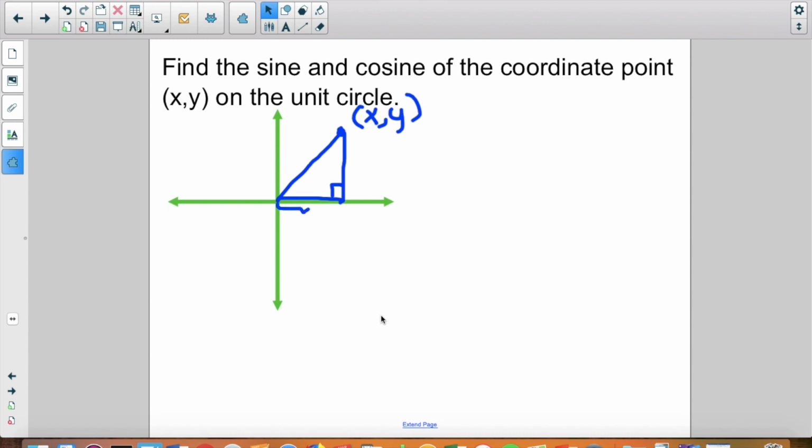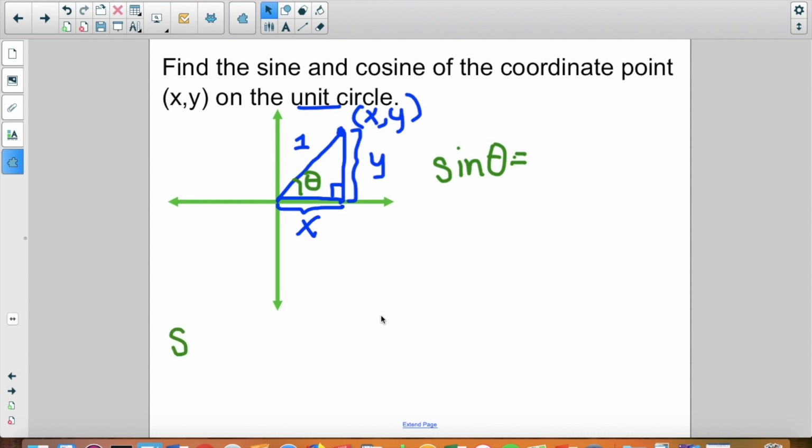This distance here is x. This distance here is y. And since it is on a unit circle, our hypotenuse is 1. So now let's find the sine and the cosine. So the sine of theta. Theta is always made from the x-axis to the hypotenuse. So there is our theta.